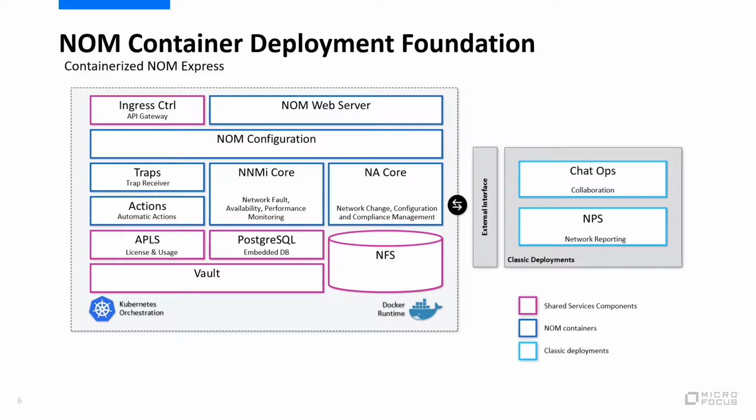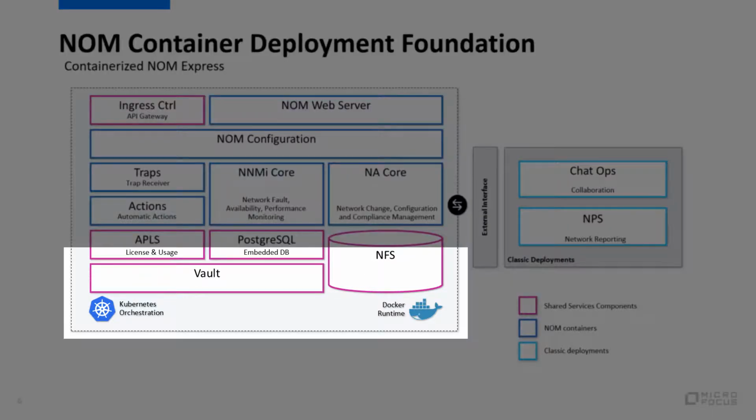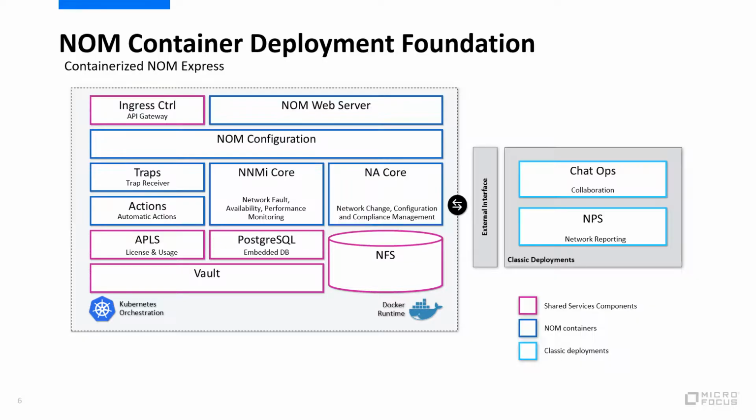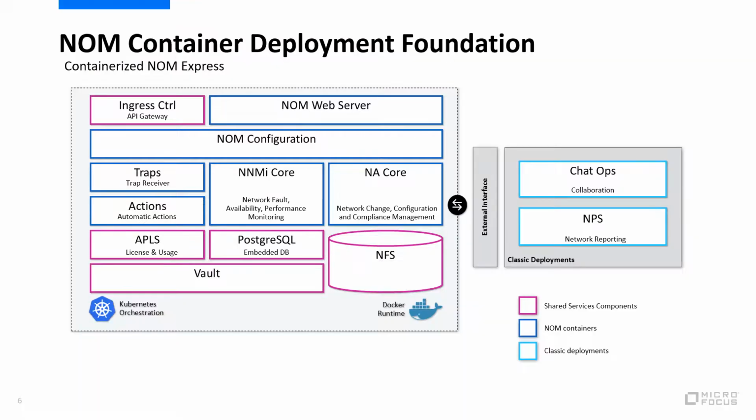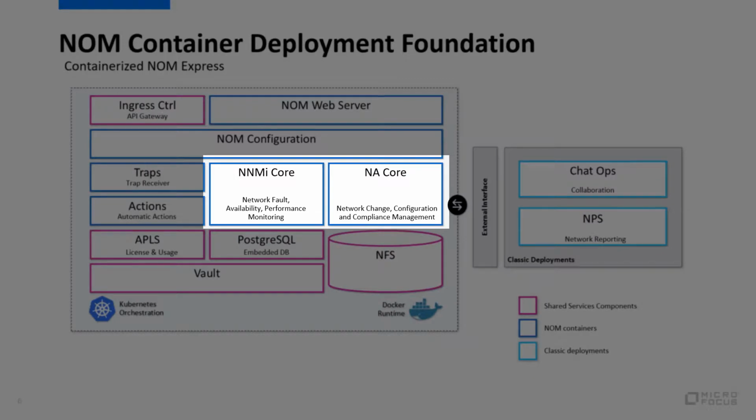In conclusion, let's summarize what we just did. We installed the CDF Docker Foundation. We loaded images into the Docker Foundation and installed all the key NOM components. Finally, we tested the installation to ensure that it was working properly. Since the core of NOM is still NNMi and NA, we would expect to be able to see both of them installed. And we did.